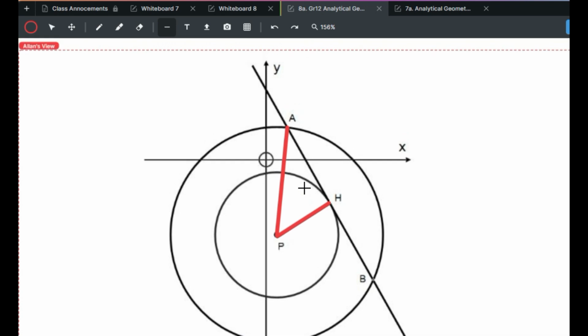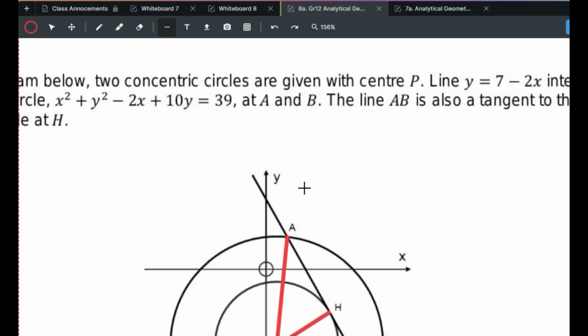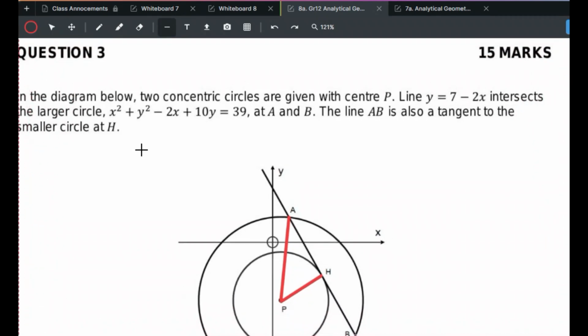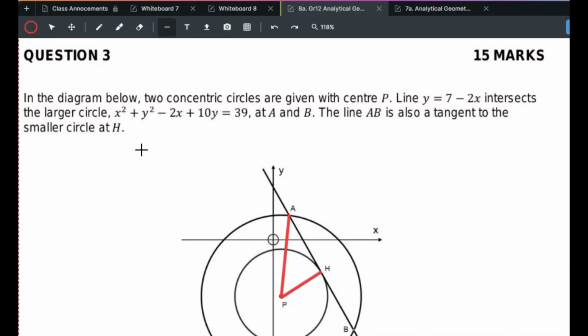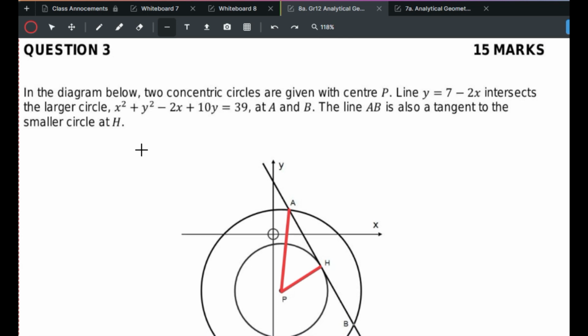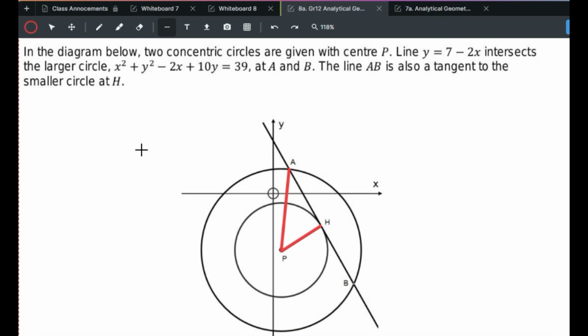Were we given the radius of PH, by the way, of the small circle? Let's zoom out. Did it say anything about the small circles? Two concentric circles, center P, the larger one is this, the radius of this. We're not given it, because if you have the radius of the big one, we don't need to calculate the distance of AP again, because we already have the radius. But for the small one, we do not have the radius.